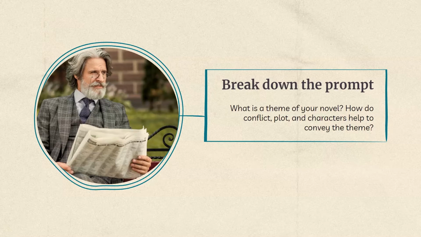And you really need to break down your prompt. Here's an example prompt. What is a theme of your novel? How do conflict, plot, and characters help to convey the theme? First, you have to answer what the theme is that you want to write about. After that, you can look at the conflict, the plot, and characters and how they help to convey the theme. You never want to get so far off of your prompt or your research question that you're no longer answering them. So before you even begin, you really want to study what you're going to write about.